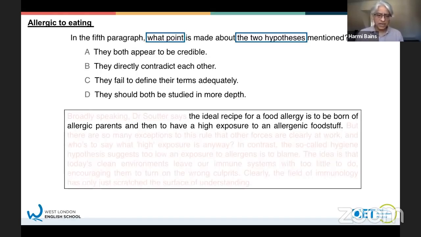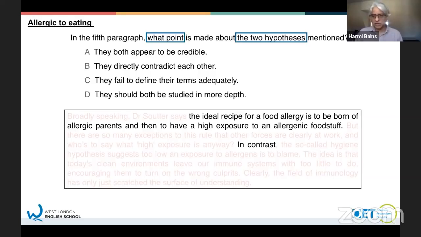Well, if we look at this and just break up the text a little bit, it says here the ideal recipe for a food allergy is to be born of allergic parents, then to have a high exposure to an allergenic foodstuff. So let's say your parents are allergic to peanuts, and then when you grow up, you eat a lot of peanuts. So this is saying you're much more likely to be allergic to peanuts, for example. And this word is really important.